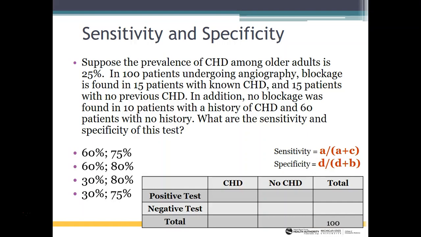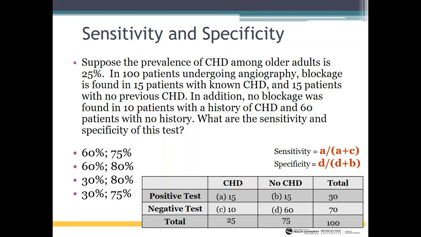Let's break out our 2x2. So there's 100 patients total, and we know the prevalence is 25%. So 25% of 100 patients with CHD is 25, and then 75 have no CHD. And then here in the problem, it gives us quite a bit of detail. We don't have to do much math, just fill in the chart. Blockage is found in 15 patients with known CHD and 15 patients without. So blockage is obviously the positive test. And here we can fill in 15, 15. In addition, no blockage, which is negative, is found in 10 patients with a history and 60 without. So here we're just going to put the 10 and 60. And then I just add across for completeness.